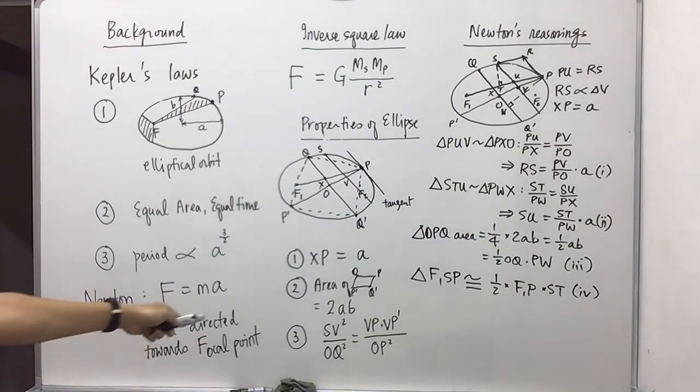Now, let's write down number 3. SV squared over OQ squared. What would that be?